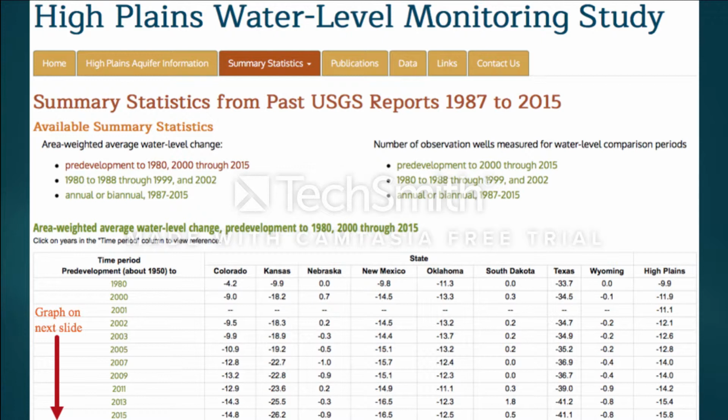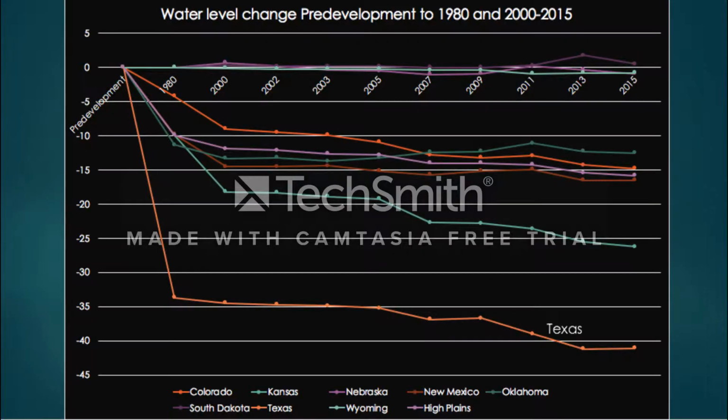The data in this table shows average water losses per state in the High Plains Aquifer from pre-development, which is around 1950, through 1980, and then every 1 to 2 years following that. I've entered the data from that report into a chart to give a visual representation of each state's water losses. So you can see that Texas, in comparison to other states and the aquifer as a whole, has lost significantly more water over time.